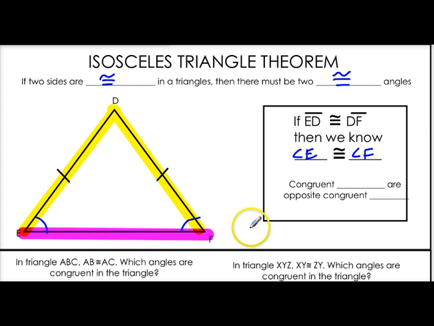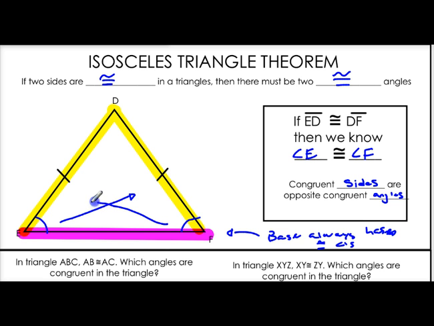That's always the base. Let's write that in here. The base always has congruent angles. Okay? And we know this because congruent sides are always opposite congruent angles. All right? Another way to do that is to draw an arrow. So you can draw arrows from the congruent side. So I start at the side, I draw it across, I draw it across. I like the highlighter method.